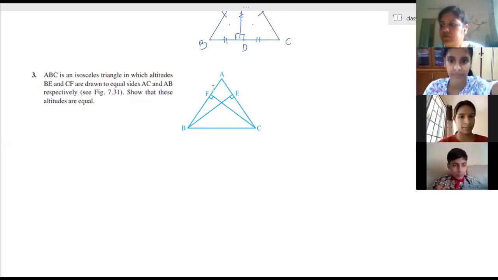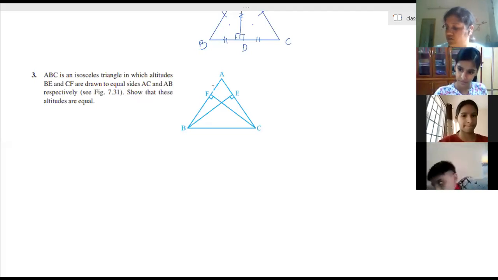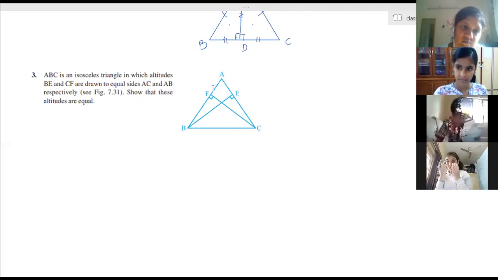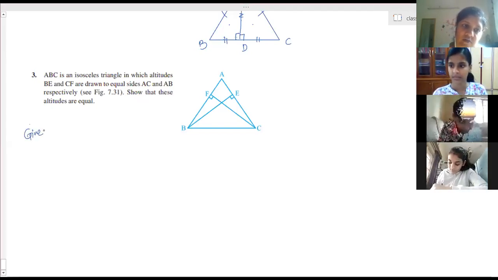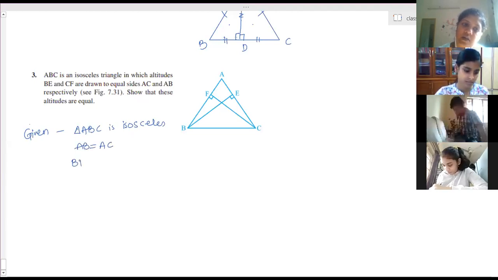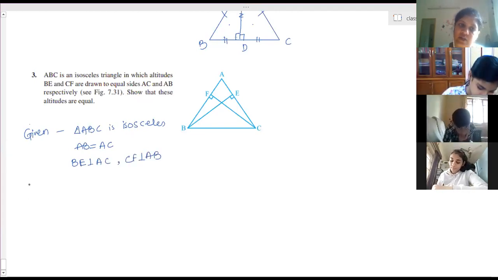Clear? Ma'am, this is exercise 7.2 only, no? Yes. Given: triangle ABC is isosceles, that is AB is equal to AC, and BE perpendicular to AC, CF perpendicular to AB. This is given.